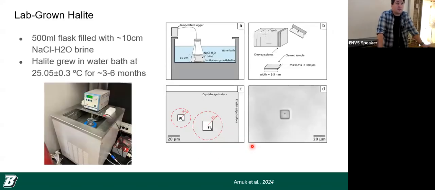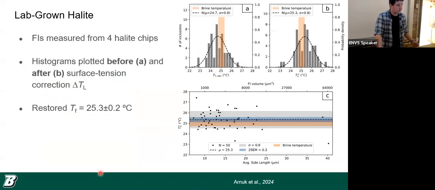So I wanted to repeat that past experiment of growing inclusions at a set temperature and see if we experience the same problem. So I grew halite crystals in a water bath that was set at a very precise temperature that I measured independently at 25.05 degrees for about 3 to 6 months. And when I measured them, they pretty accurately and reliably reconstructed that temperature with pretty high precision at that.